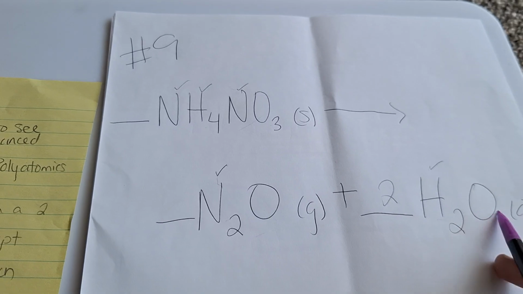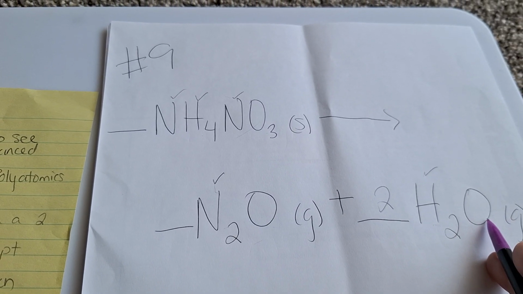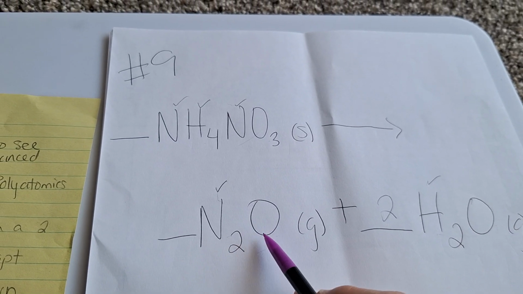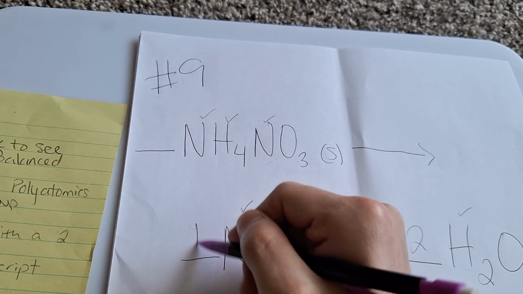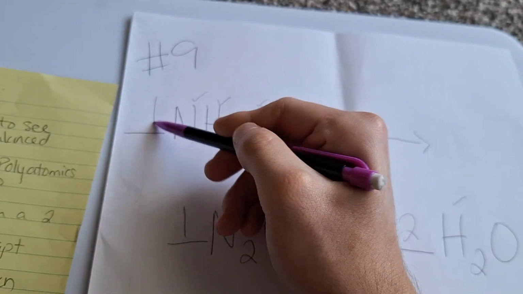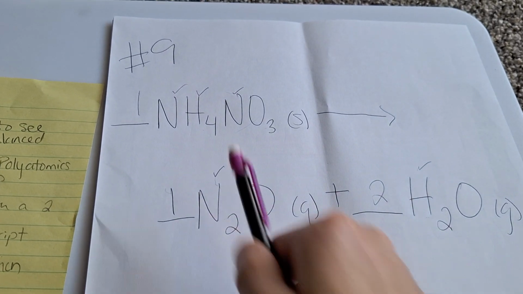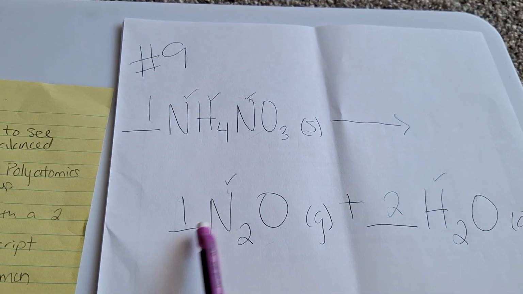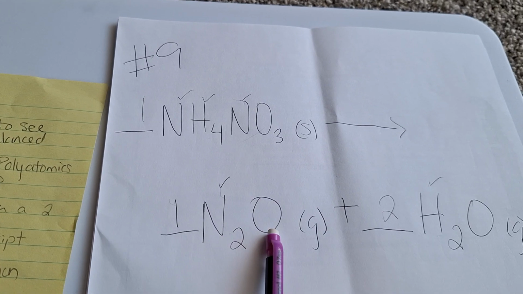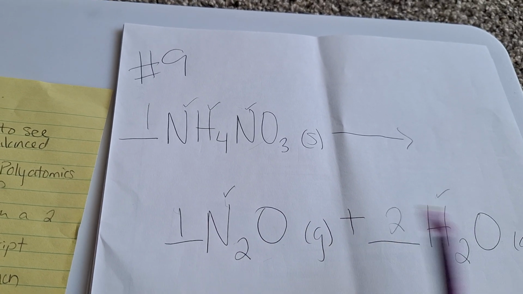Then 2 times 1, that's 2, plus 1, 3. Do we got 3 over here? Yes, we do. So 1 and 1. Our ratio here is 1 ammonium nitrate produces 1 dinitrogen monoxide gas and 2 water vapor molecules.